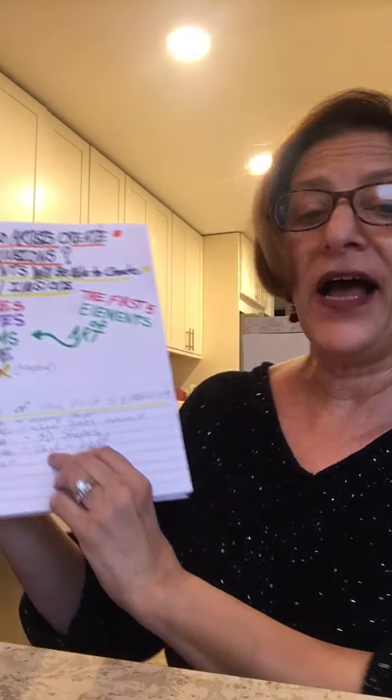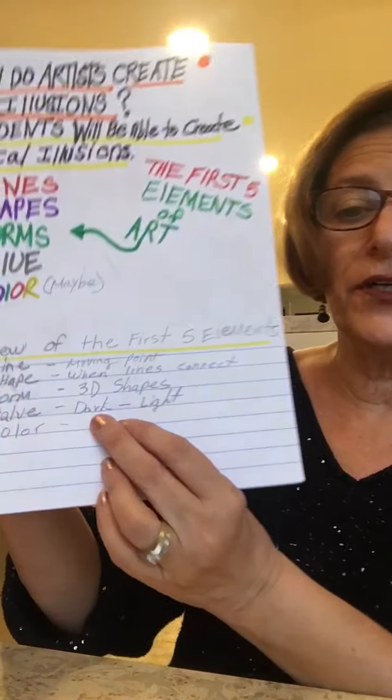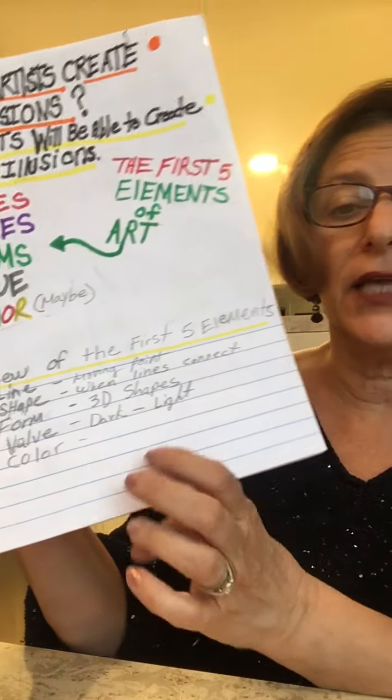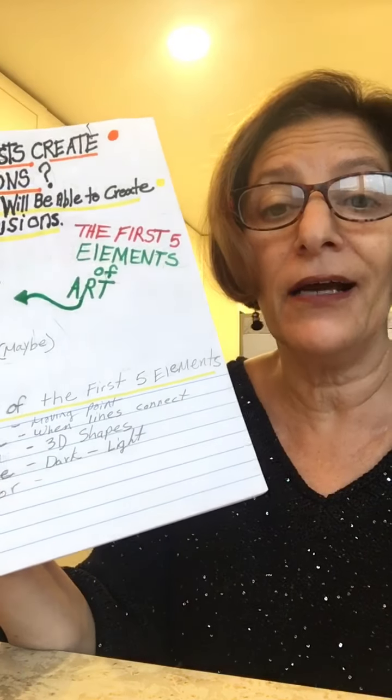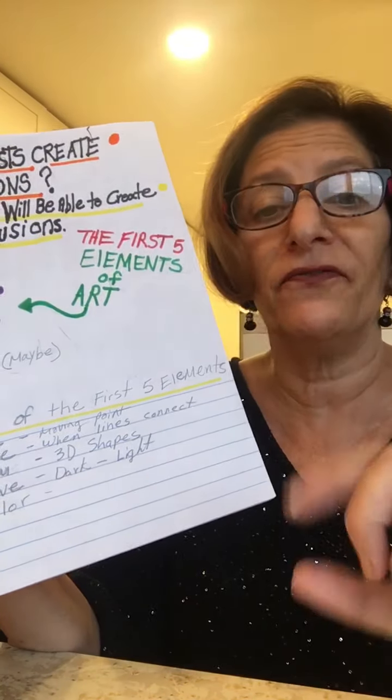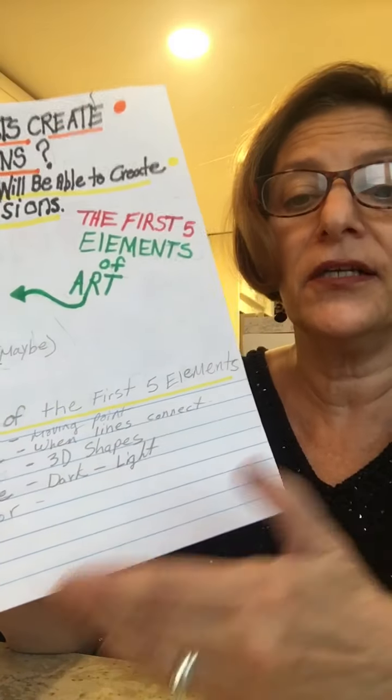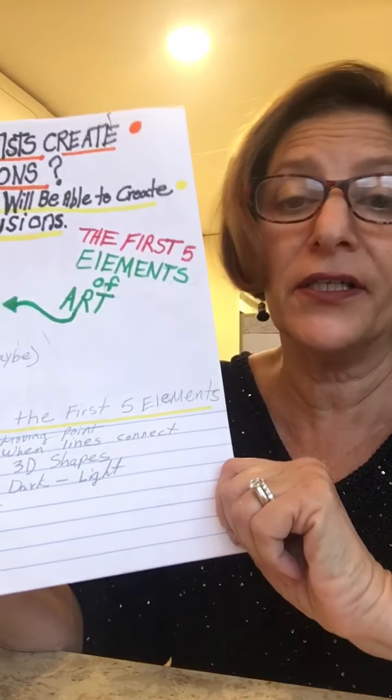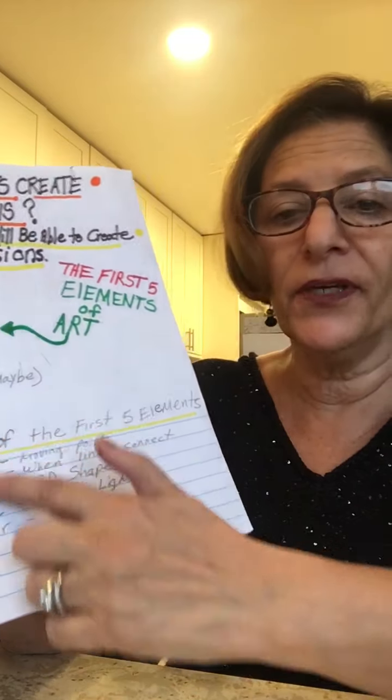And value. Value is when it goes from dark to light. And how much dark and how much light depends on how much value. If you have more value, it's darker. If you have less value, it's lighter. So we will be exploring this.